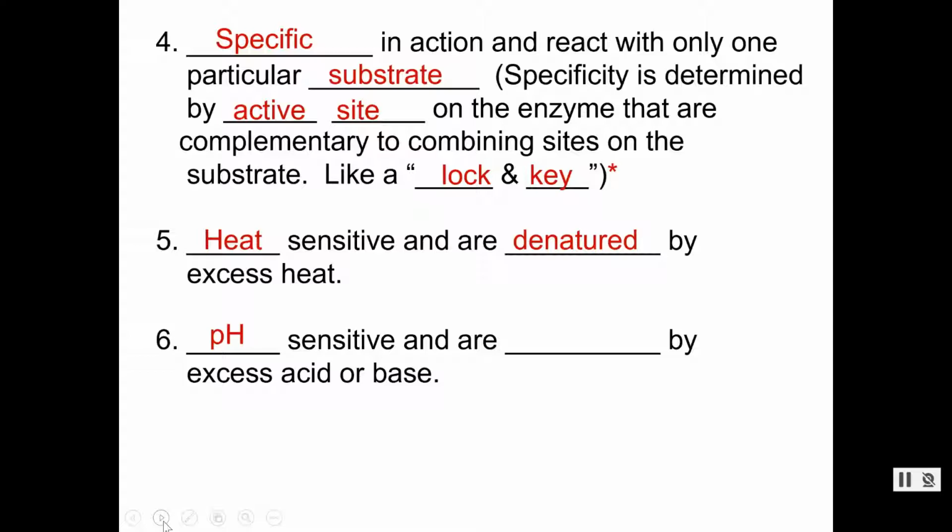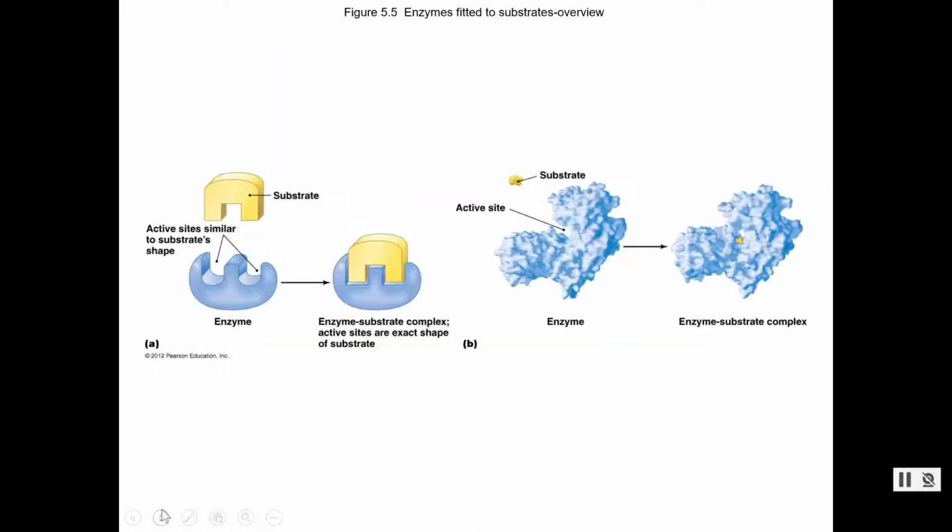So enzymes are denatured by heat, and they're also pH sensitive, and that also will denature enzymes. And you know this because of pickles. If you put a cucumber in an acid like vinegar, then you can turn it into pickles. So that is also something that you know.